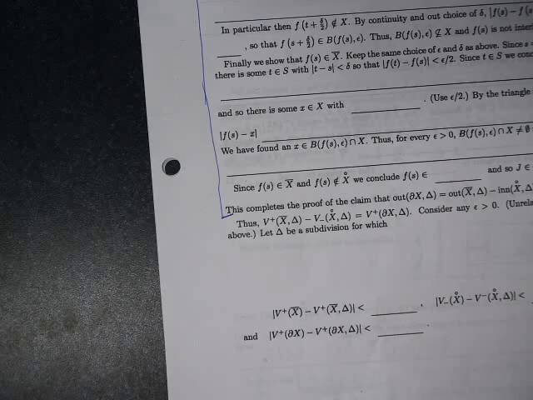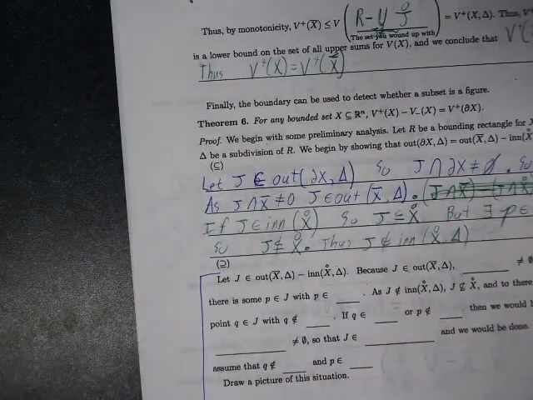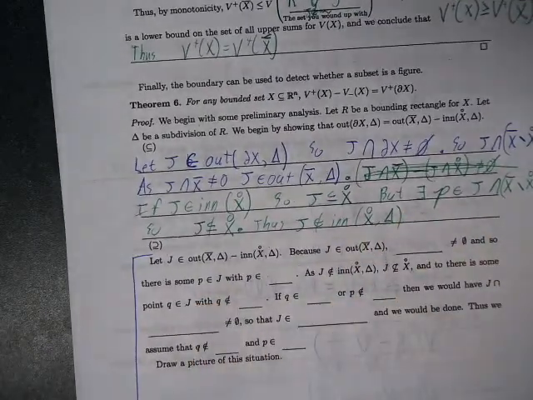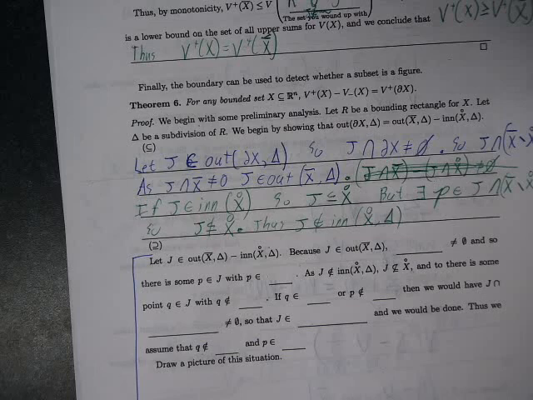Can you go back to the page I did for the last one? So this point is a point that's in J, but it's not in X. But because of that, we can't.